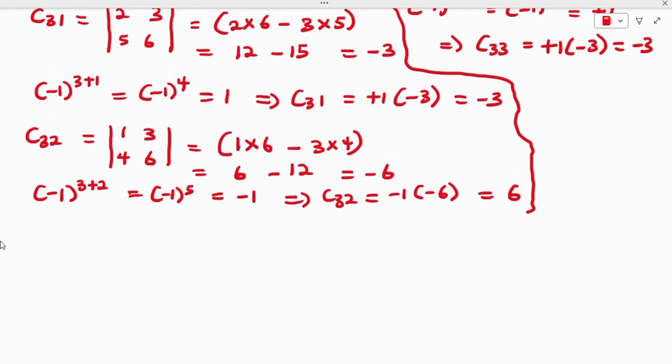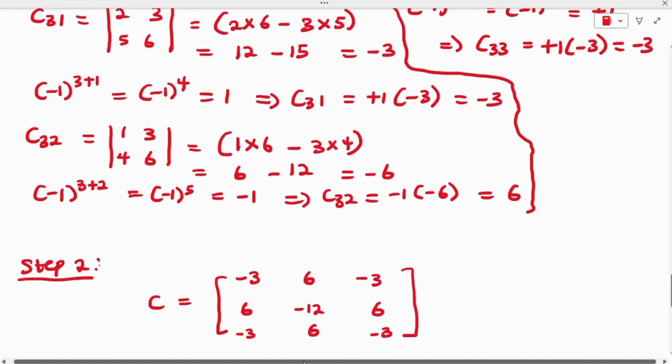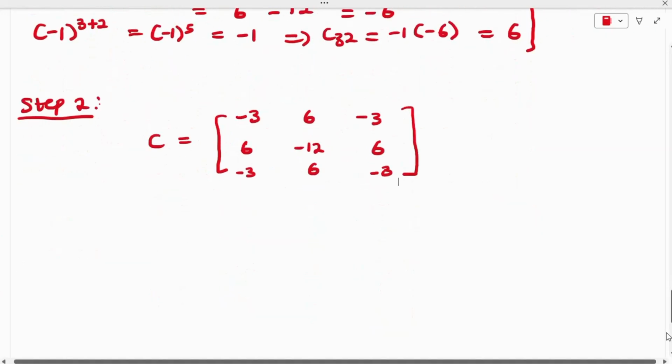Now we are on to step 2. Step 2 says we are to form the cofactor matrix. So forming the cofactor matrix, we have that C is equal to: C11 is minus 3, C12 is 6, C13 is minus 3, C21 is 6, C22 is minus 12, C23 is 6, C31 is minus 3, C32 is 6, and C33 is minus 3. So we have been able to form the cofactor matrix.